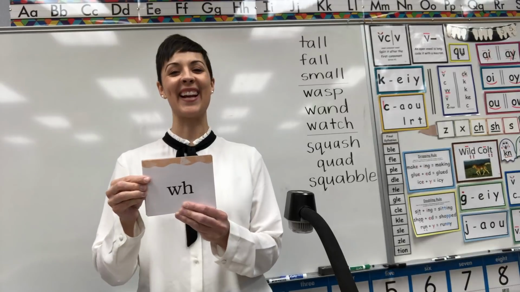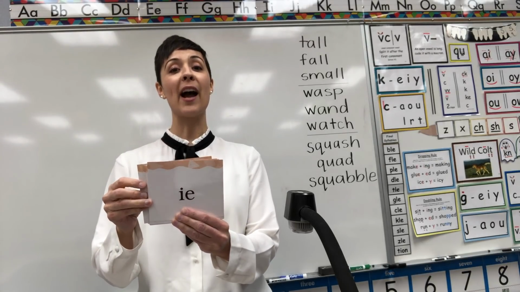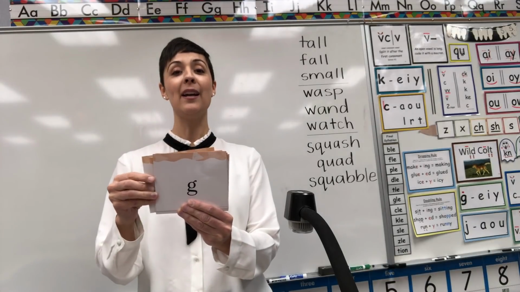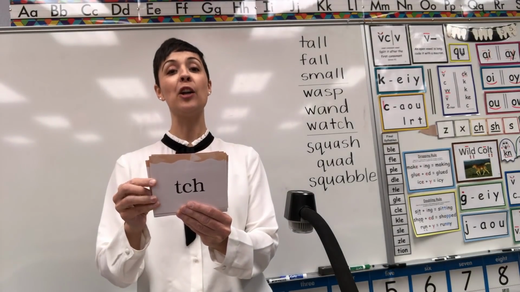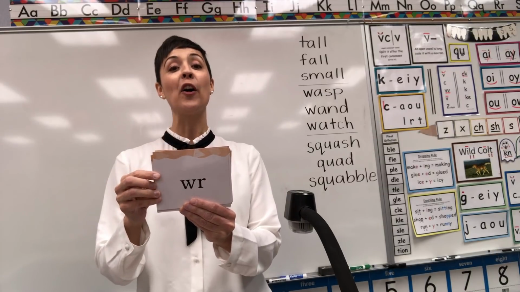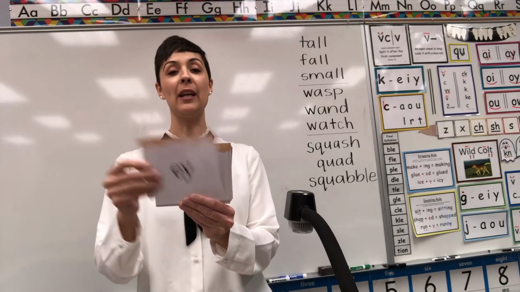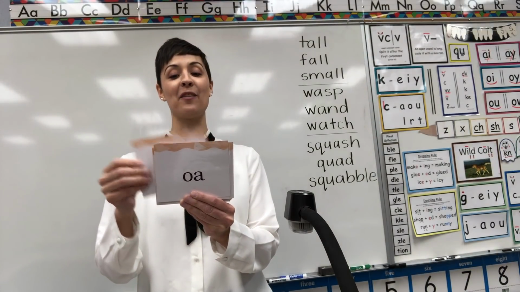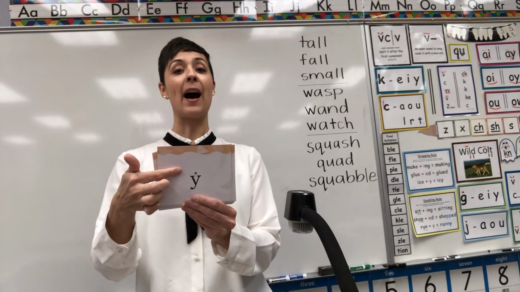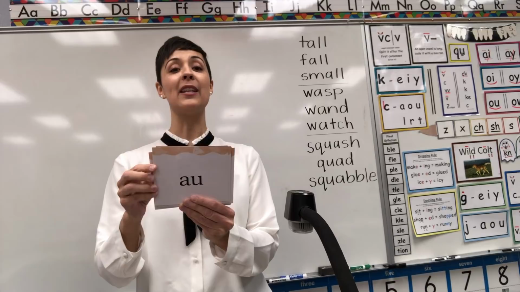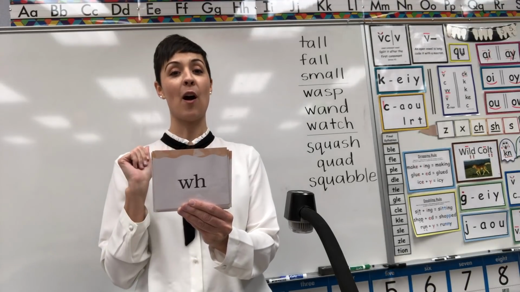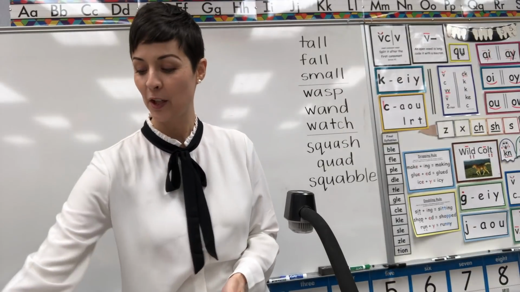Starting combination WH. Ready? Combination WH, digraph IE, digraph EA, diphthong OI, diphthong OY, G, trigraph DGE, trigraph TCH, ghost digraph GN, ghost digraph KN, ghost digraph WR, digraph PH, digraph EY, digraph OA, diphthong OU, diphthong digraph OW, vowel Y, digraph CH, digraph AU, digraph AW, final syllable TION, combination WH. You got it. Good work on those.